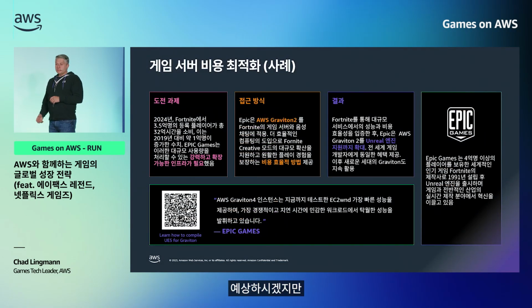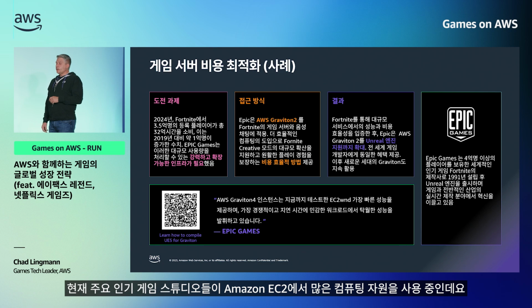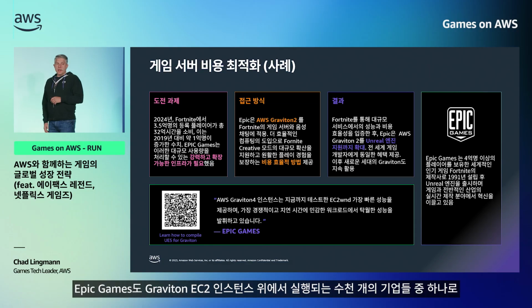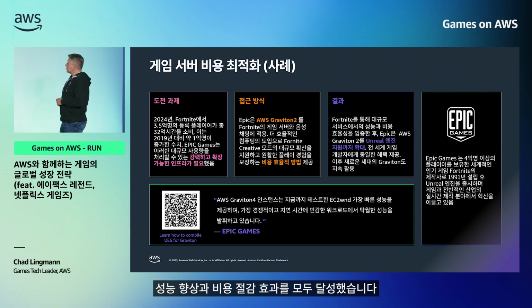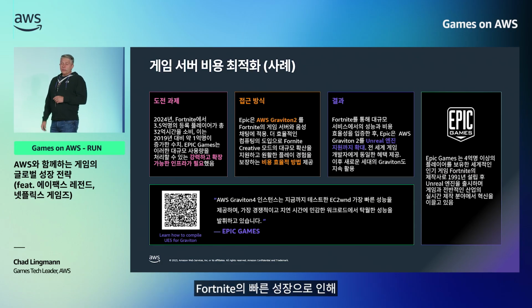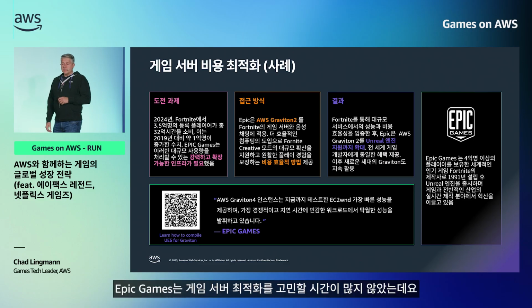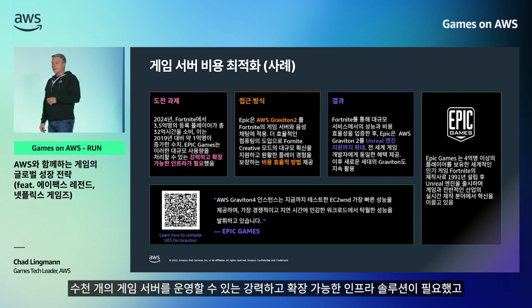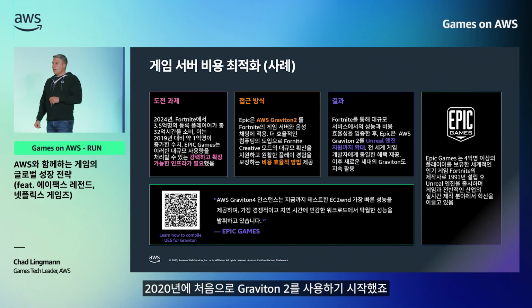Now, as you can imagine, games companies with hit games use a lot of compute on EC2. Epic is one of thousands of companies running on Graviton EC2 instances, achieving significant performance gains and cost savings. Epic Games' rapid growth of Fortnite provided them limited time to think about optimizing the game servers. They needed a robust and scalable infrastructure solution to handle the massive scale of thousands of their game servers. They first began using Graviton 2 in 2020.